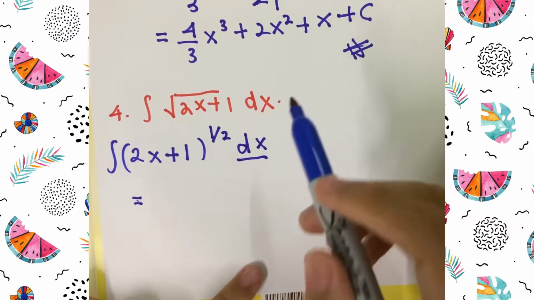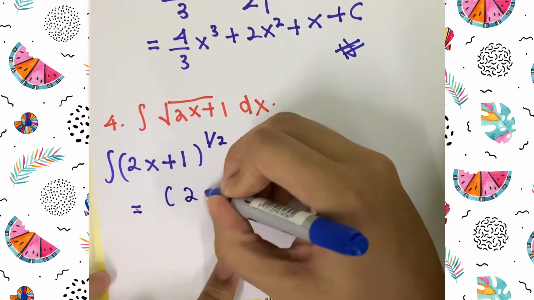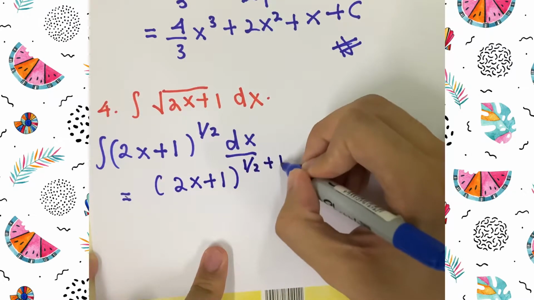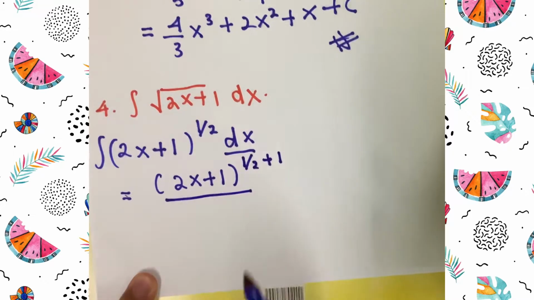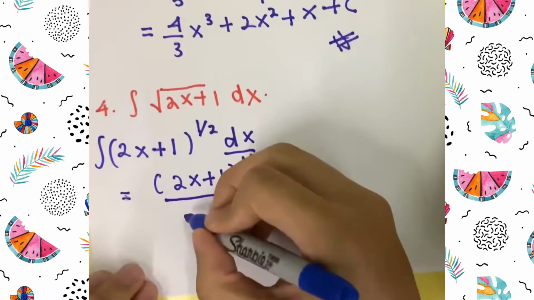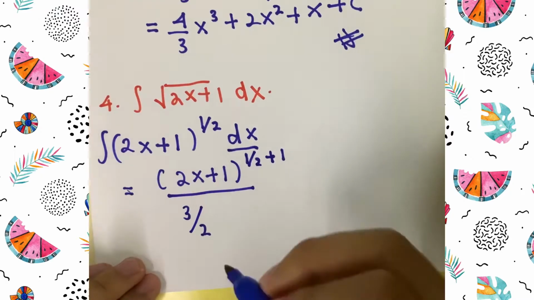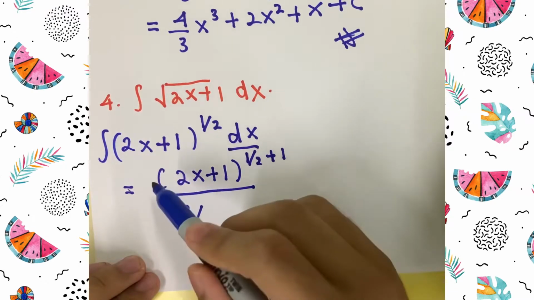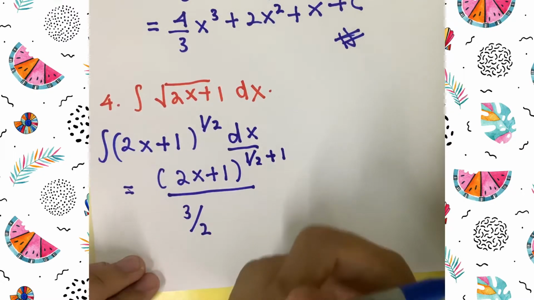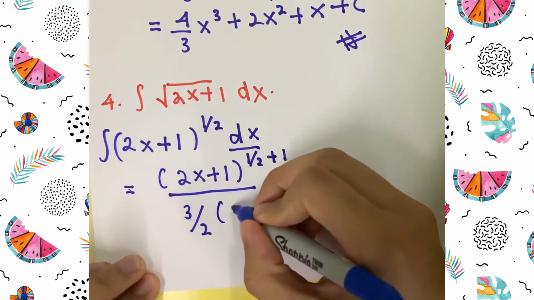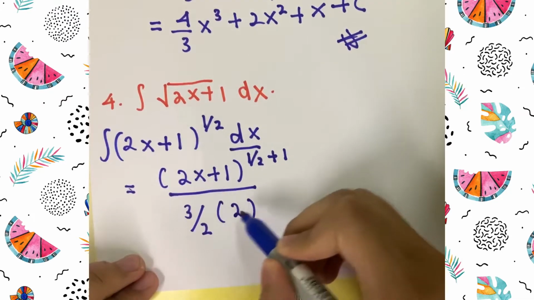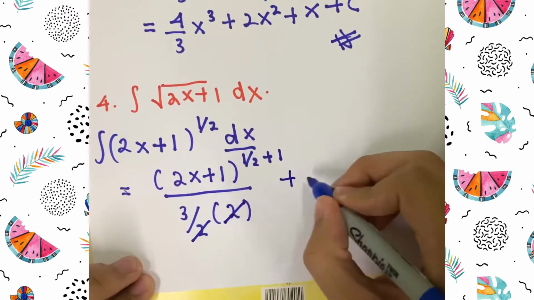But what we can do is that, I'm going to show you, 2x plus 1. So 1 over 2, you just plus 1. So over 1 over 2 plus 1 is just 3 over 2. And then do not forget to differentiate the inside function, inside the parentheses. So 2x plus 1, you differentiate, you will get 2. So you have to multiply with 2. So 3 over 2 times 2. And don't forget to add c.